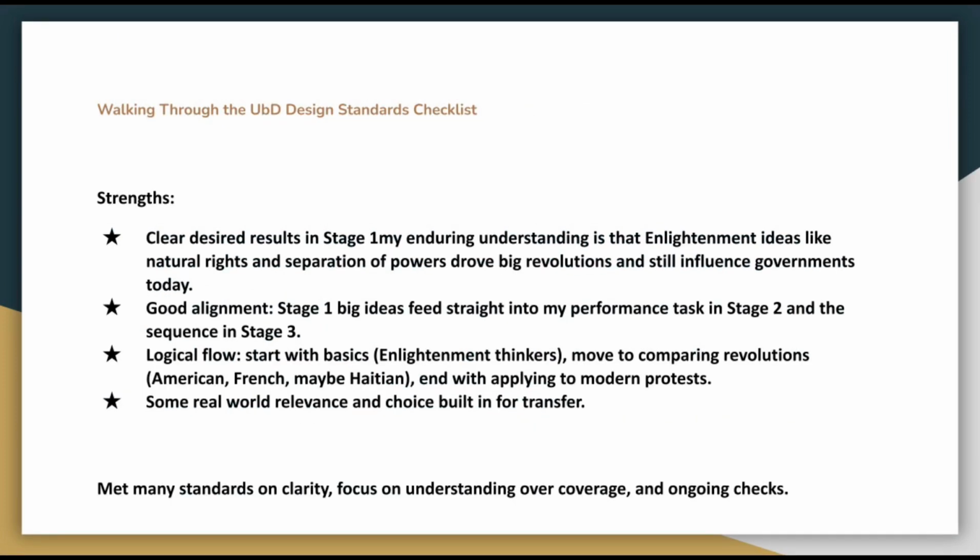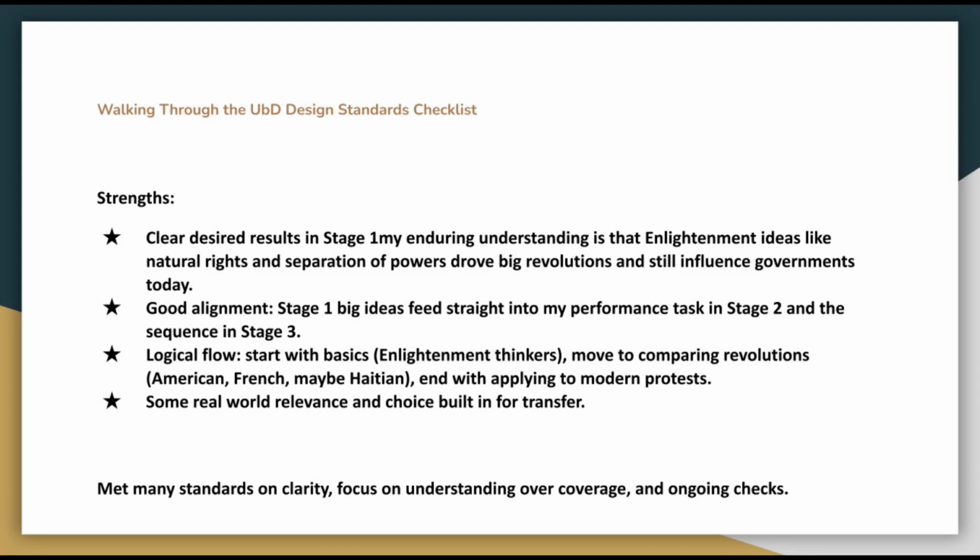So walking through the UBD Design Standards Checklist. The strengths are clear desired results in stage 1. My enduring understanding is that Enlightenment ideas like natural rights and separation of powers drove big revolutions and still influence governments today. Good alignment. So stage 1 big ideas feed straight into my performance task in stage 2 and the sequence in stage 3. So logical flow with basics.